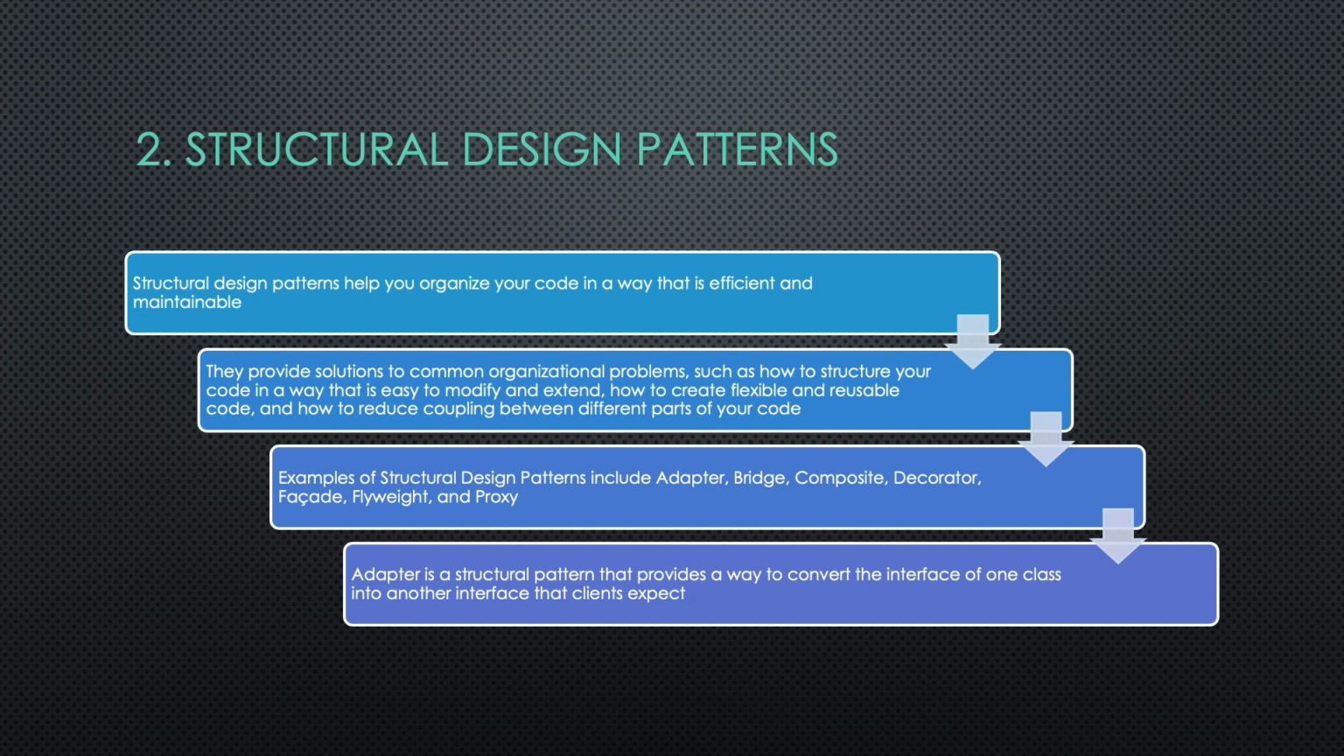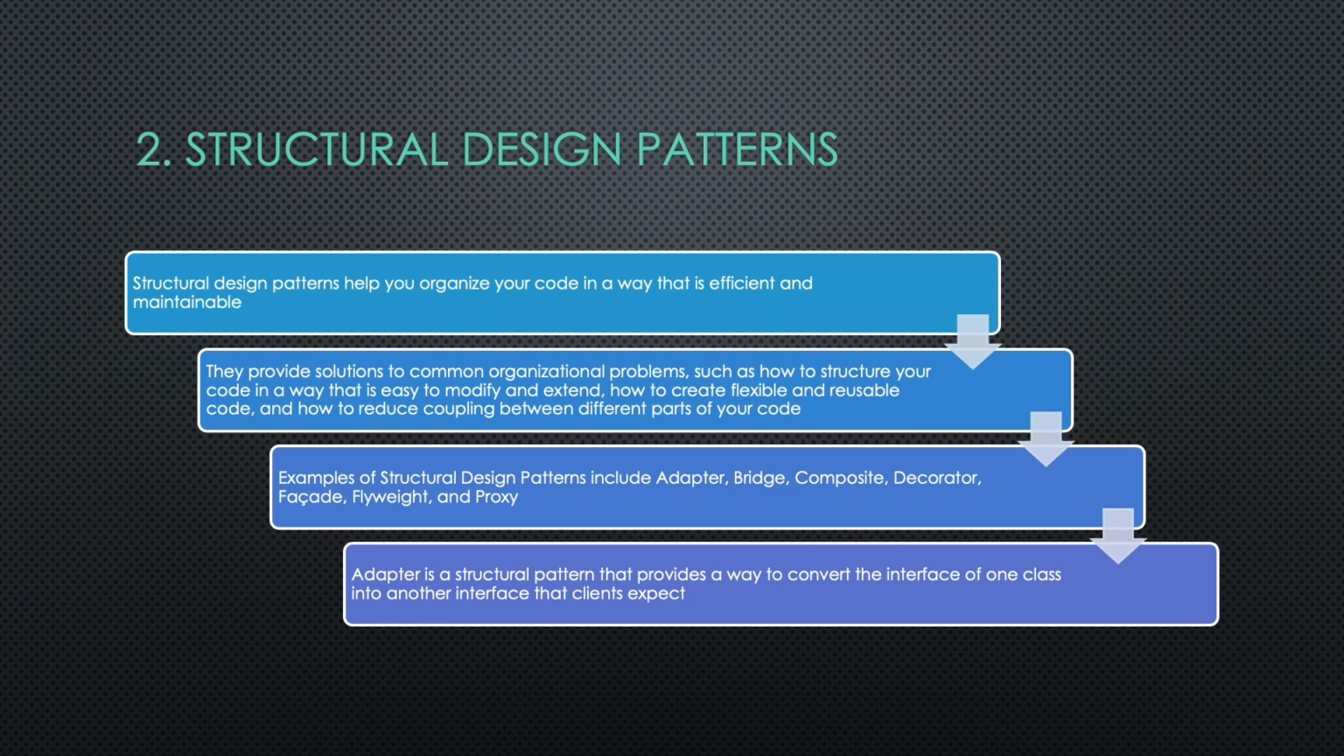This can be useful for creating flexible and reusable code that can be easily modified and extended. Composite is a structural pattern that provides a way to create tree-like structures of objects, where individual objects and groups of objects can be treated in the same way. This can be useful for creating complex hierarchical structures, such as user interfaces or file systems.